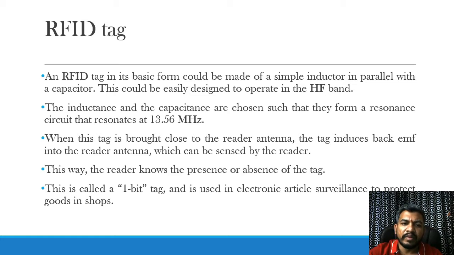This is the way the reader knows whether a tag is present or absent, based on this sensing. These tags are basically called one-bit tags and are very useful in electronic article surveillance to protect goods in shops.